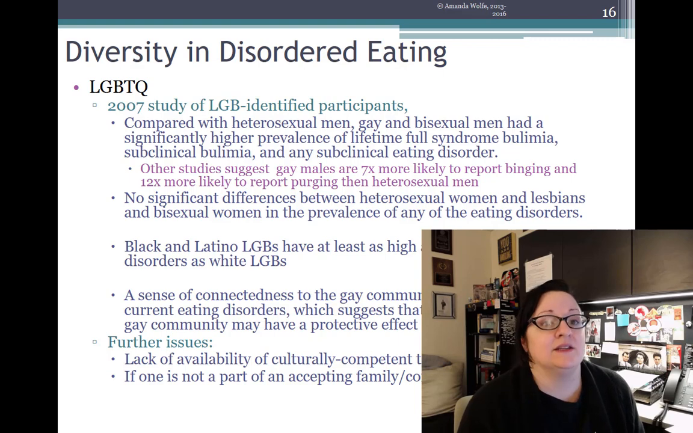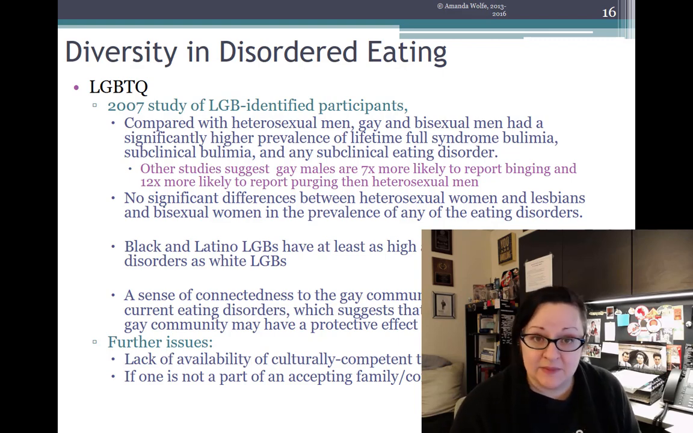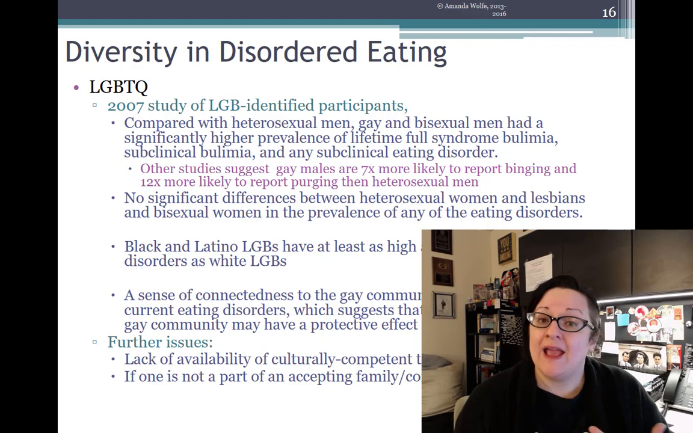In addition to race and ethnicity, we can also look at sexual orientation. And what we find is the closer that you align to your identity as a lesbian, the more likely you are not going to have an eating disorder. However, if you are a man and you are gay or bisexual, you are much more likely to have an eating disorder than if you are a lesbian. Further, there is some evidence to suggest that the closer that you identify with the LGBT culture, the less likely you are to have an eating disorder.